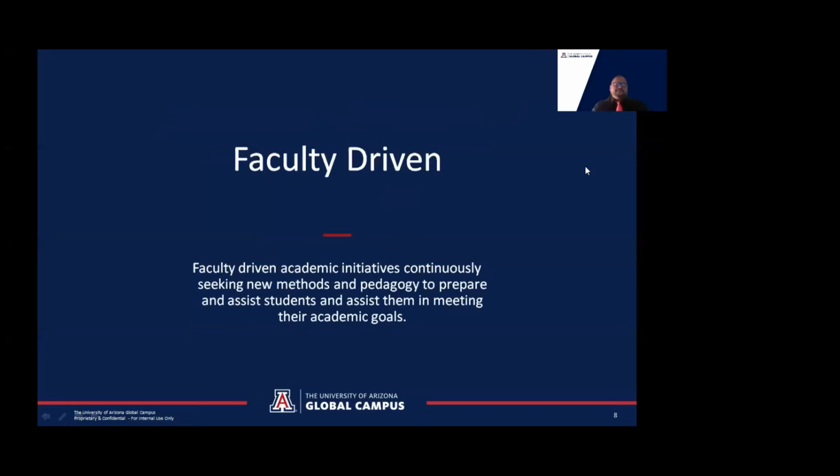Faculty driven, very important. Okay, faculty driven academic initiatives continuously seeking new methods and pedagogy to prepare and assist students in the system in meeting academic needs. We are always trying to do what we can to find new ways to teach our students. It's kind of crazy, right? We've been teaching for over 100 years and longer, right? Teaching has been forever. But yet we still come back to how do we find a better way to teach?